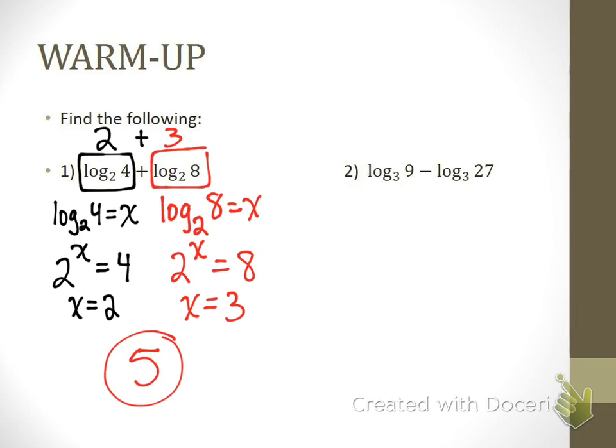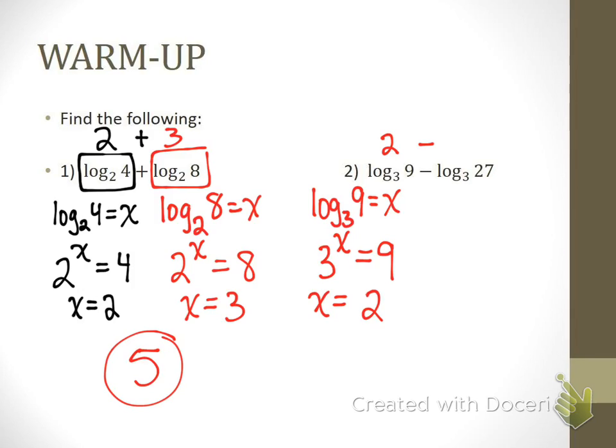All right, on number 2, it's a little bit different. We've got a different base, same idea. Now, if you need to rewrite log base 3 of 9 equals x to be able to see how to rearrange it, that's fine. If you can kind of go straight to exponential form, that's also fine. What's my base? 3. My exponent, it equals 9. My x equals 2. 3 squared is 9. So that one's a 2. Put a minus sign in between them.